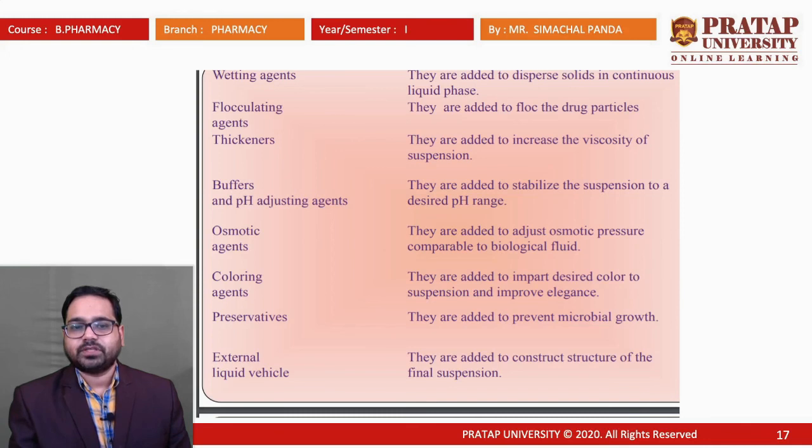Preservatives. Generally, if you are taking any kind of ingredients, for example a suspending agent, a polymer, it may have some sugary content, and sometimes it may have an aqueous vehicle. So there is a chance of growth of microorganisms, and it has to be preserved for a long time. In order to avoid microbial growth and destruction of the suspension, we have to add the preservative, which will protect against microbial growth. The external liquid vehicle is sometimes used to construct the structure of the final suspension.